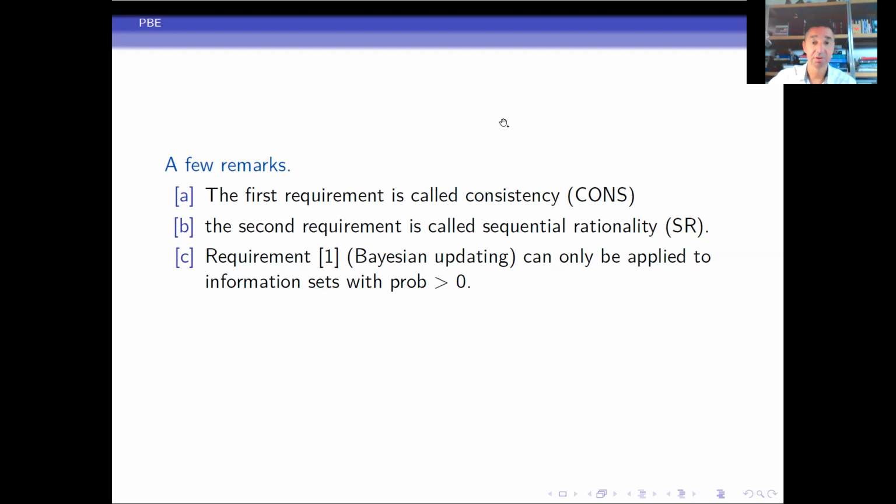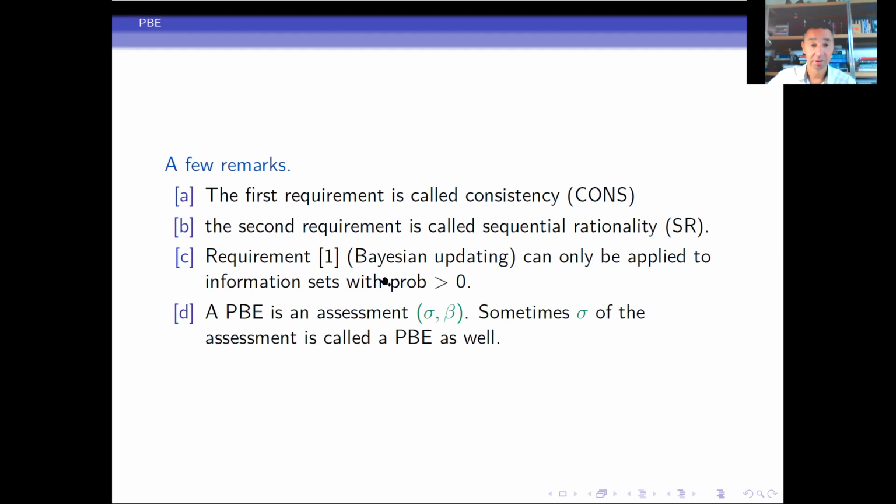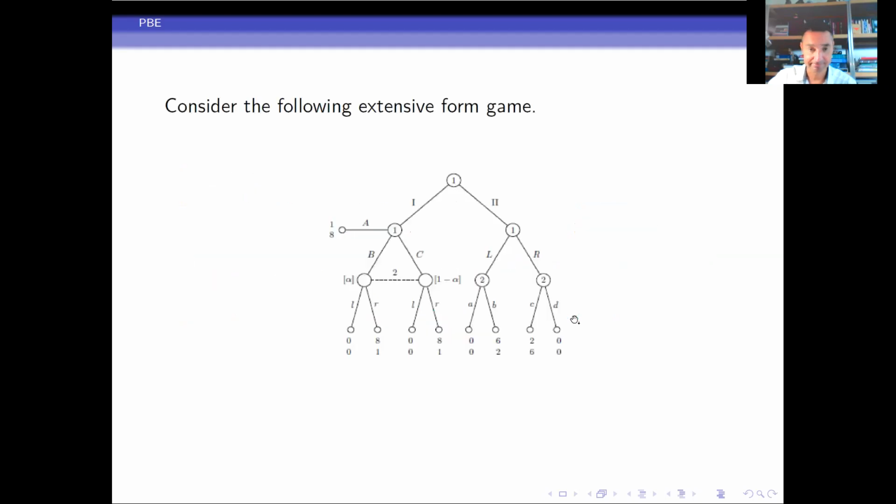Another remark is that Bayesian updating can only be applied in information sets reached with probability strictly larger than 0. And further, a PBE is an assessment, the sigma and the beta. But sometimes the sigma itself, so simply the strategies, is called a PBE as well, without mentioning the beta. But formally, you have to report both the sigma and the beta. Okay, so let's see how that works.